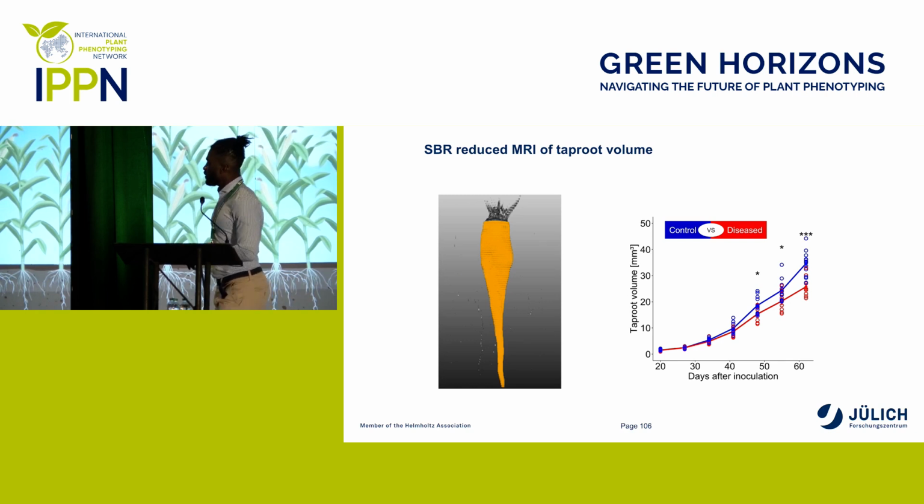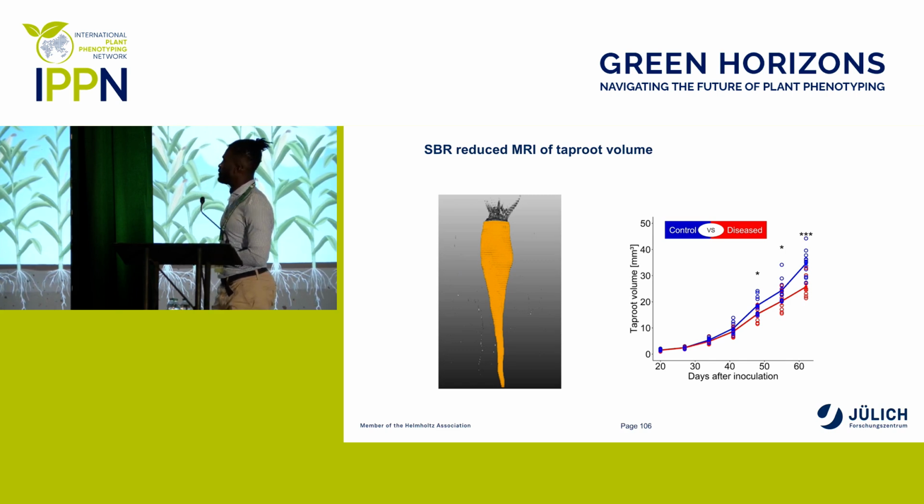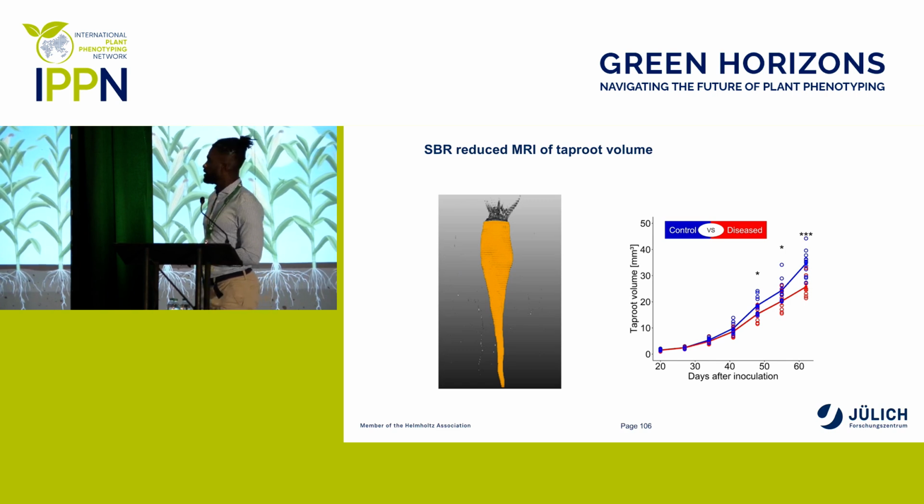Here we observed that from about 49 days after inoculation, there was a reduction in beet volume, and this progressed until the last imaging day.